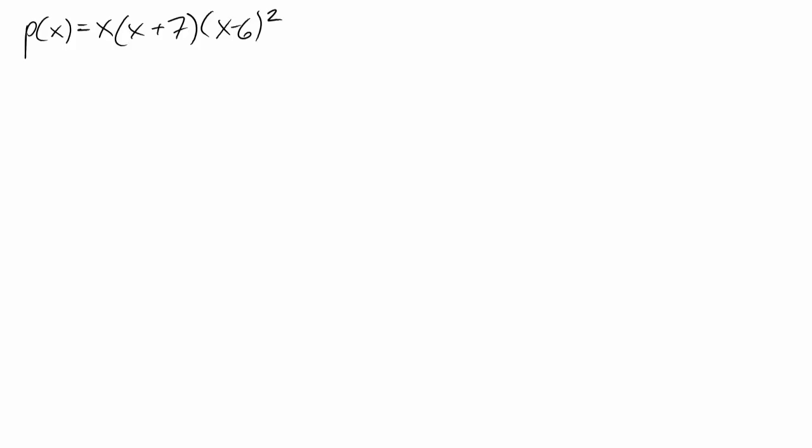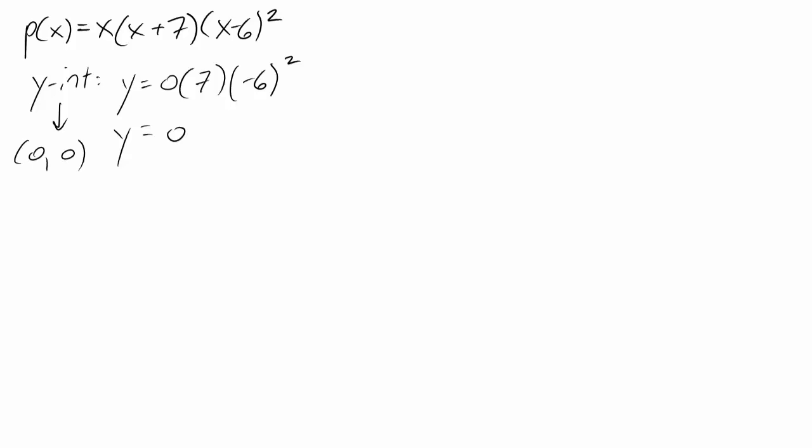We're given the function p of x equals x times x plus 7 times x minus 6 squared. So this polynomial has a number of features we can look for. If we're going to find the y-intercept, we just take and put a 0 in for x. So we'll substitute a y in for p of x, and we have 0 times 0 plus 7 is 7. 0 minus 6 will be a negative 6 squared. The rest of the multiplication is pretty much done for us since we're multiplying everything by 0 in the end. That gives us a y-intercept of 0. If we're going to write this as an ordered pair, we would write it as the point 0, 0.